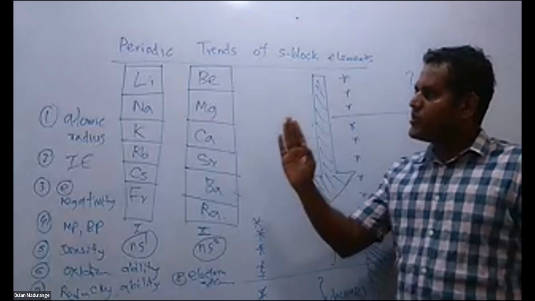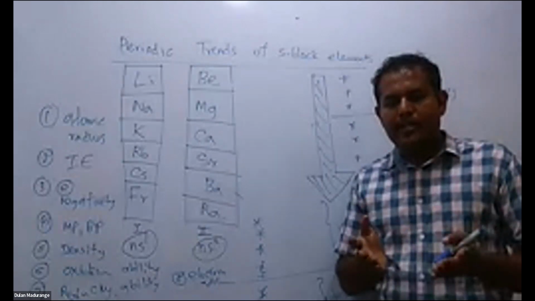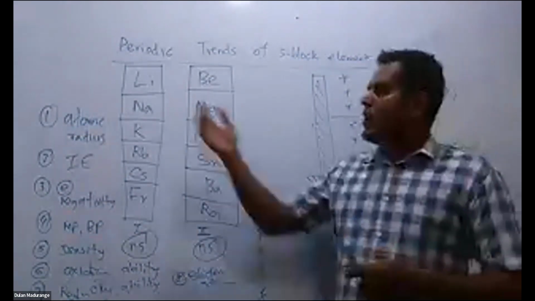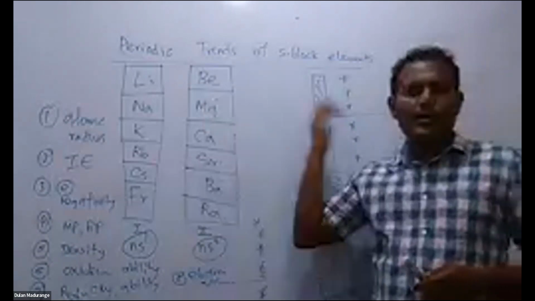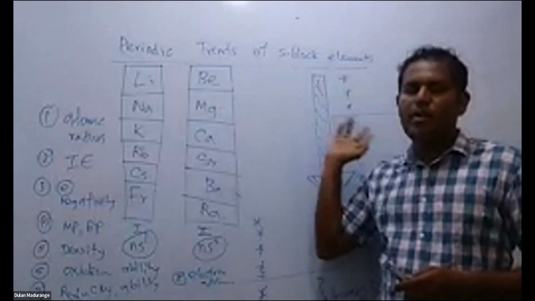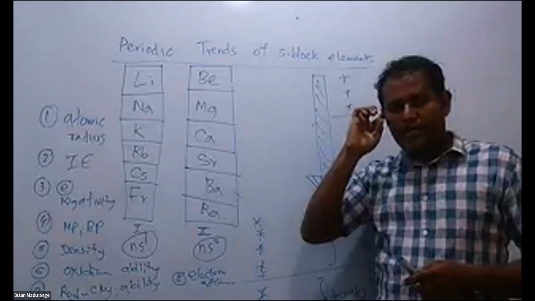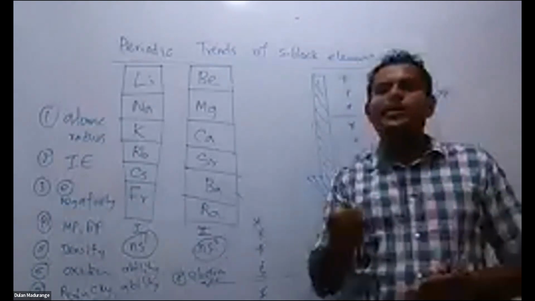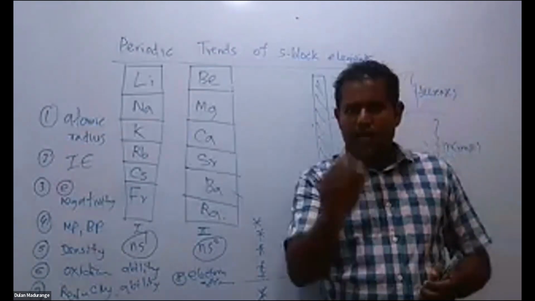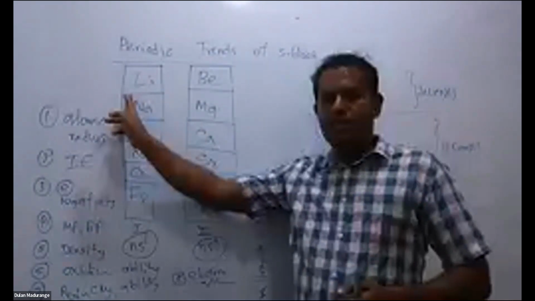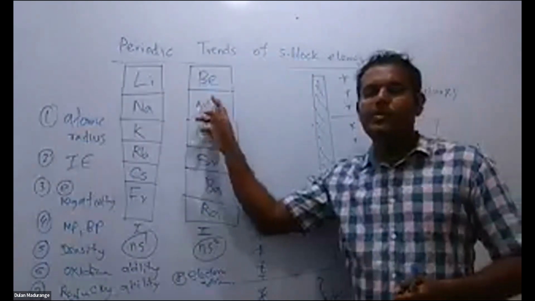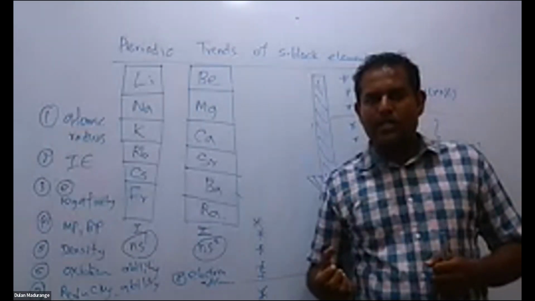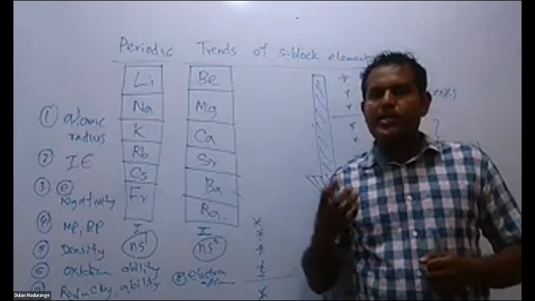Across the period, atomic radius gets decreased. Why is atomic radius getting decreased when you are moving across the period, like lithium, beryllium, boron, carbon, nitrogen, oxygen, neon? The reason is nuclear charge, the number of protons available in the nucleus. In lithium we have 3 protons, but beryllium 4 protons, boron 5 protons. So the higher the number of protons, the higher the nuclear charge. From the nucleus, it is giving a high positive charge.